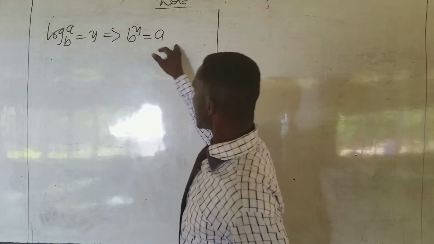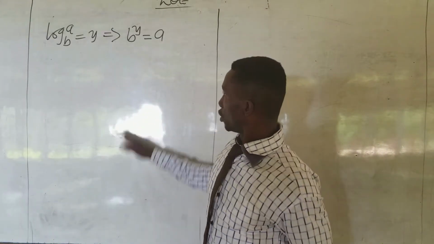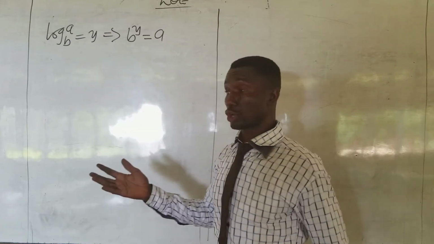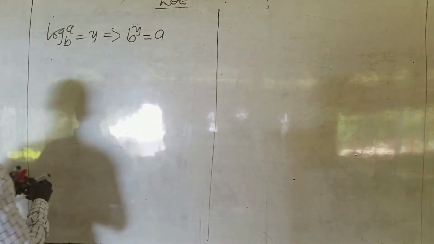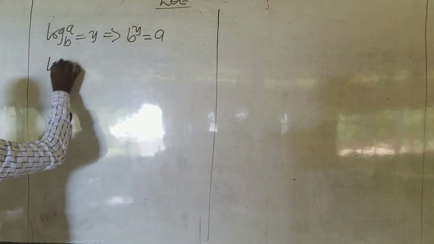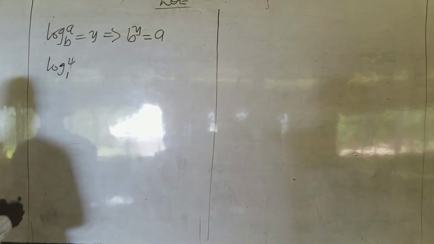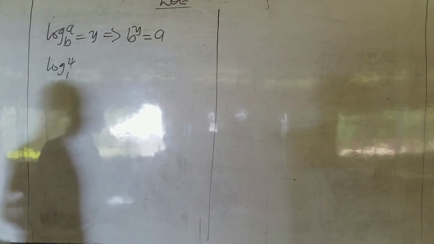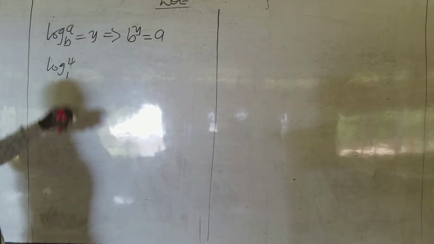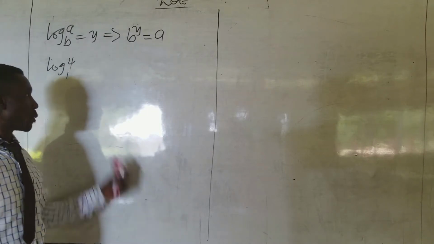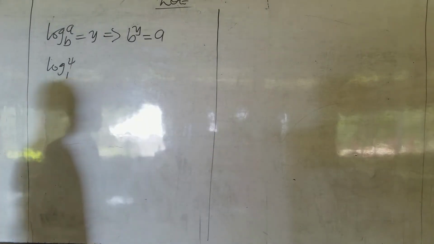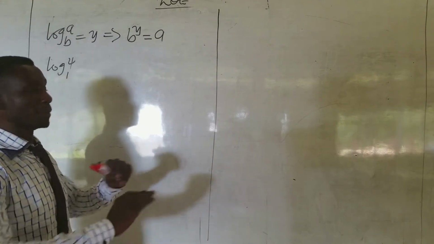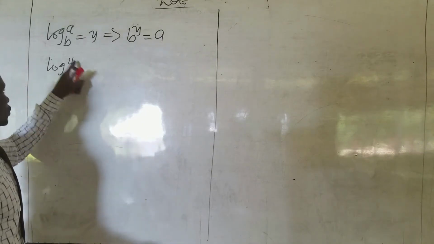Whether this satisfies the definition. Only this does not satisfy the definition of logarithm. Why? Because look at this. Log 4 base 1. What does log 4 base 1 mean? It means what power will 1 be raised to give you 4? Is it possible that 1 can be raised to any power to give you 4? No. It is practically impossible.